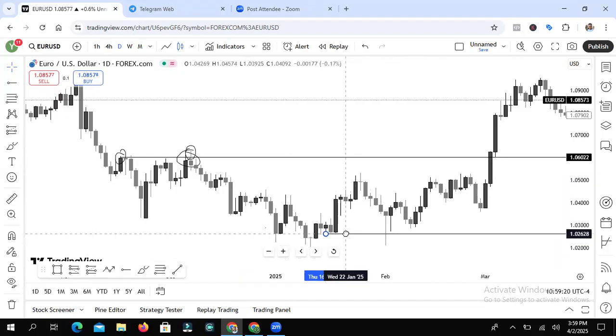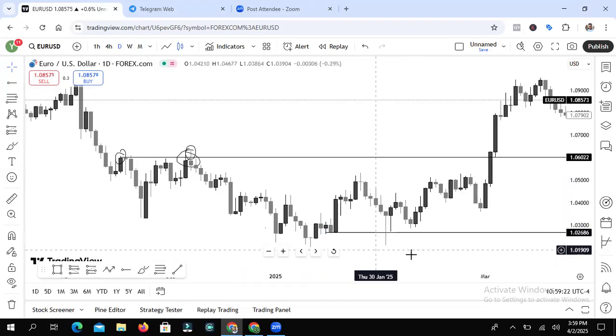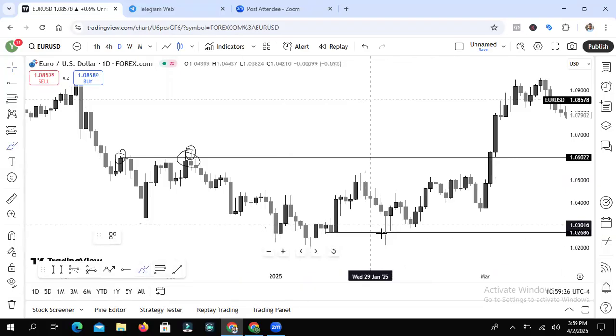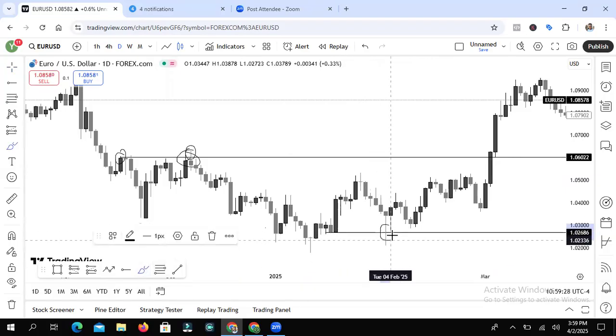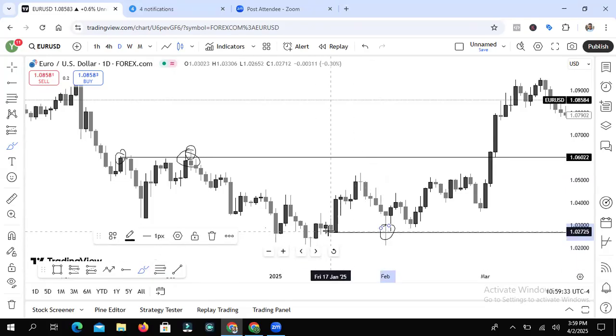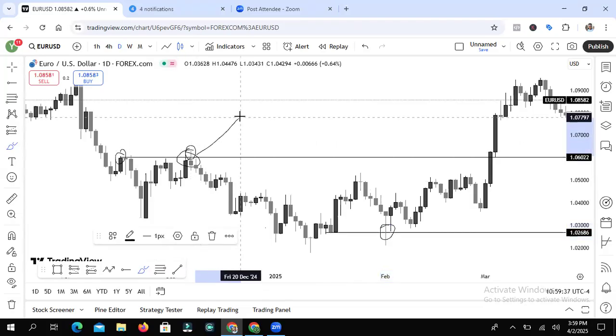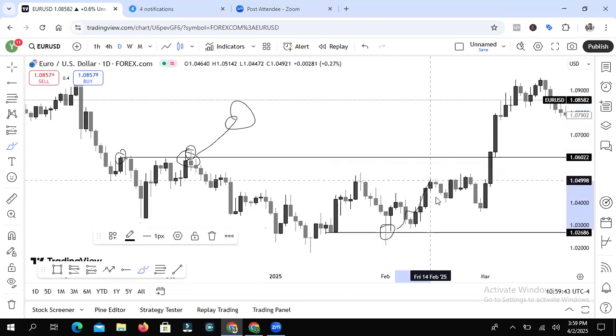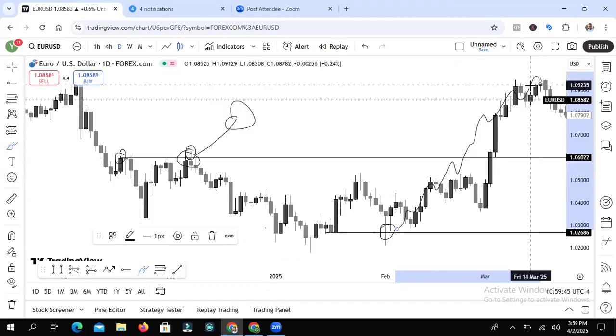Look at this V-shaped key level right here. You might not be able to spot it with your bare eyes because this is probably your first time seeing it. You can see the rejection, right? This is a V-shaped key level right here. And like I said, the move started from this zone. By the time they got here, they rejected it. Look at how the market continued to push to the upside.